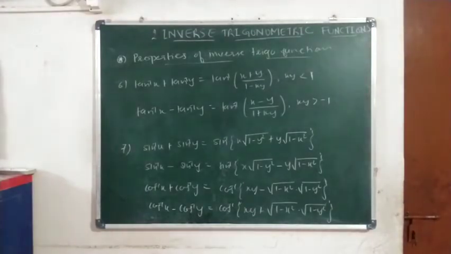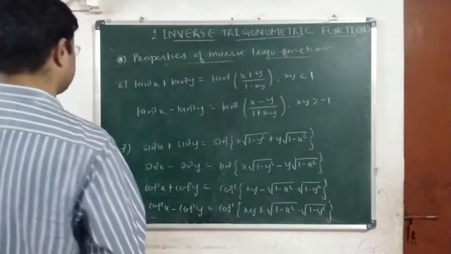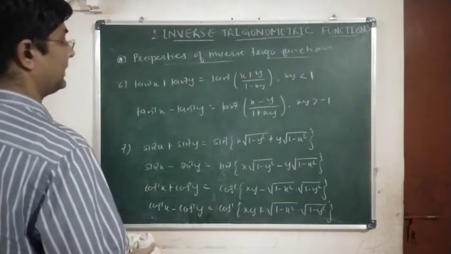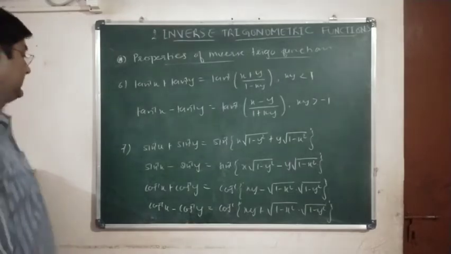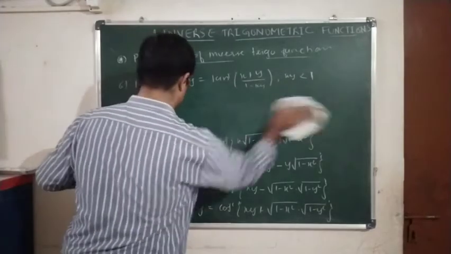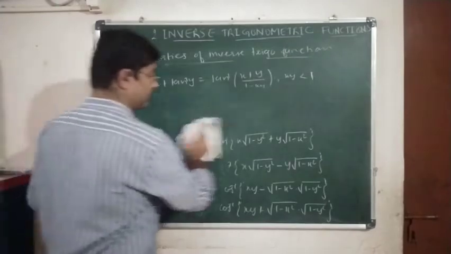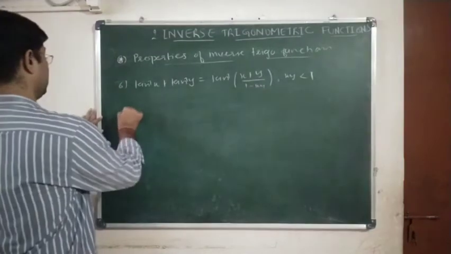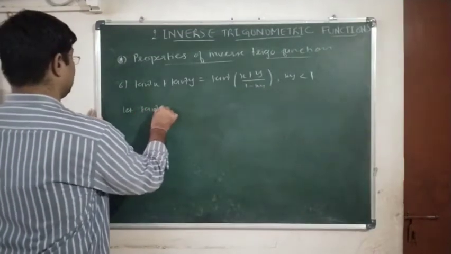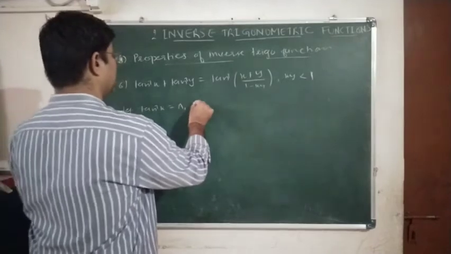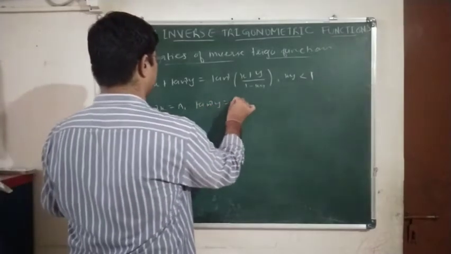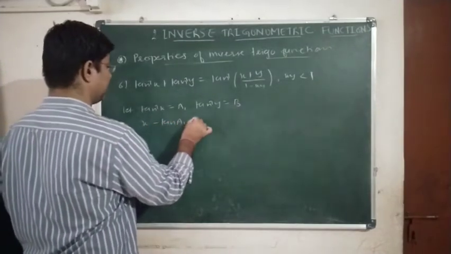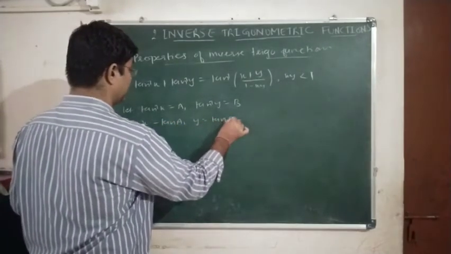So now let me prove the first property, that is tan inverse x plus tan inverse y is equal to tan inverse of (x plus y) upon (1 minus xy), and then the one for sine we will prove. Here, let tan inverse x equal a and tan inverse y equal b. Therefore x is equal to tan a and y is equal to tan b.